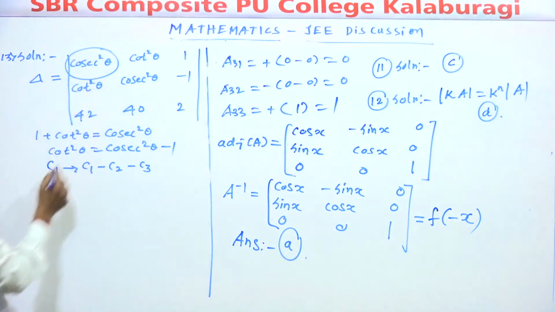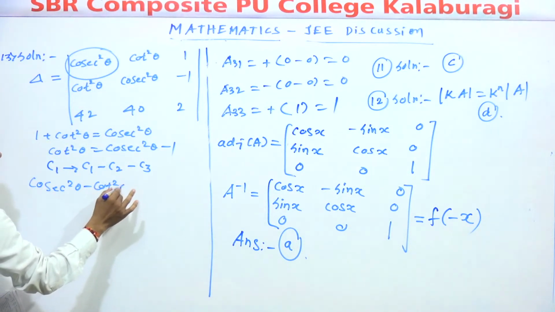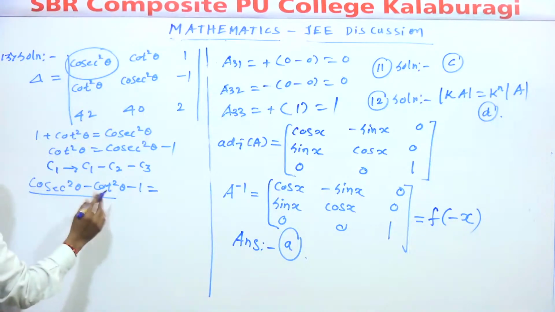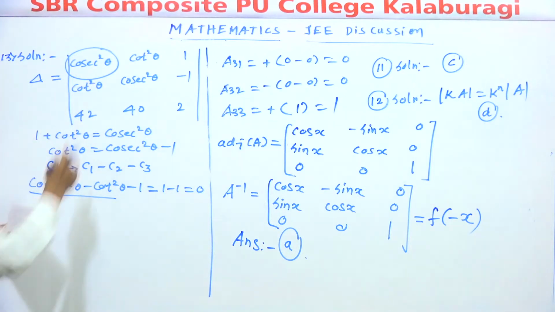What is cos square? Cos square theta minus cos square theta minus 1. What is cos square minus cos square? It is 0. 1 minus 1 equal to 0. So this element becomes 0.